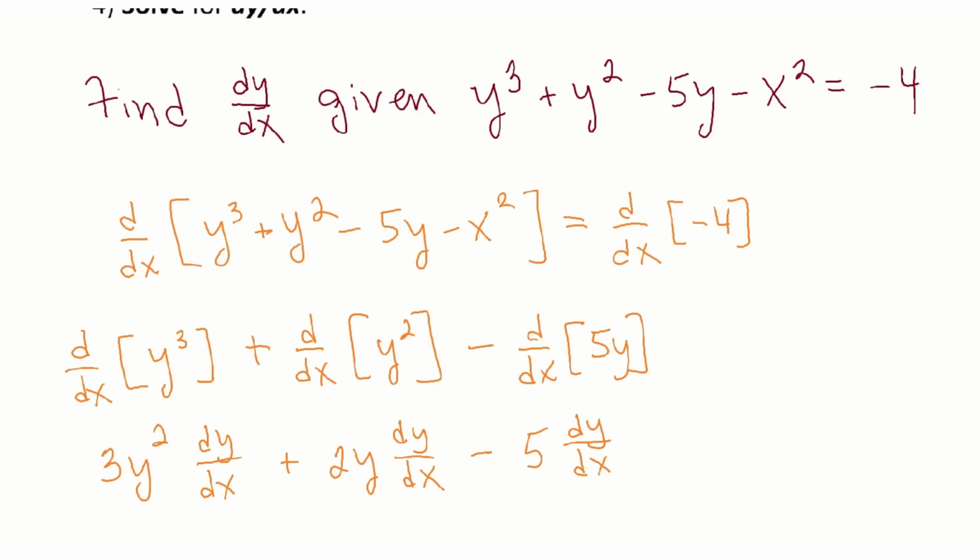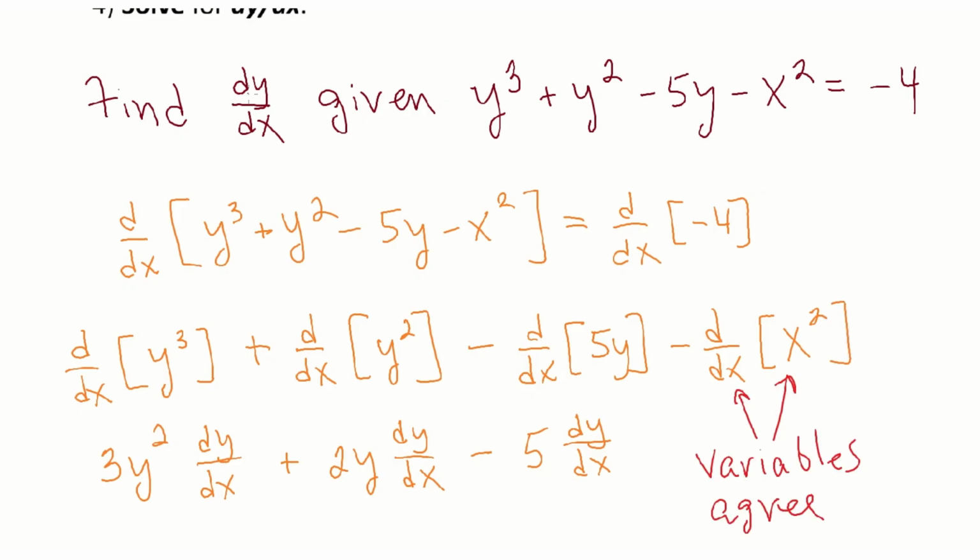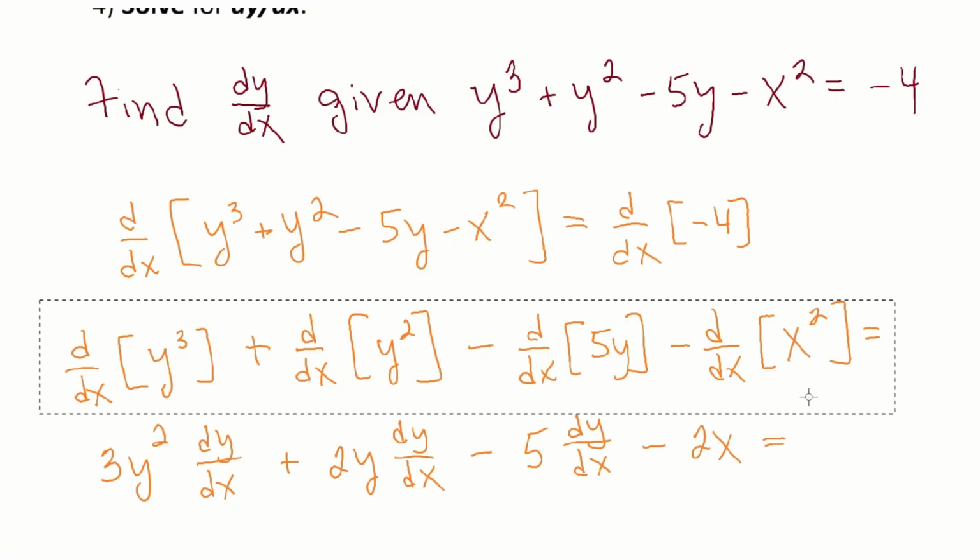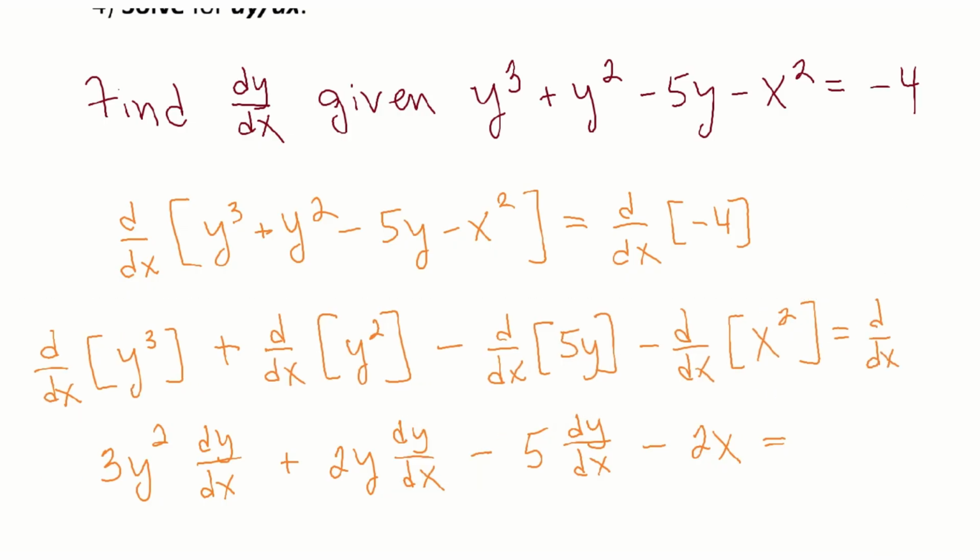For the next term, what's d by dx of negative x squared? Now here the variables agree, x and x. This is just the power rule. The derivative is negative 2x. Let's move over to the right side. And the derivative of a constant is 0. That was the calculus part. The rest is just algebra.